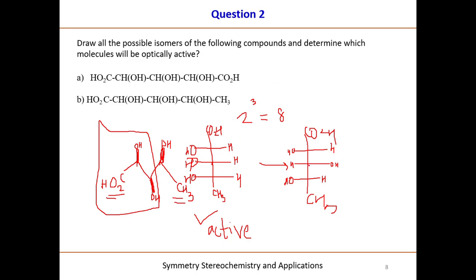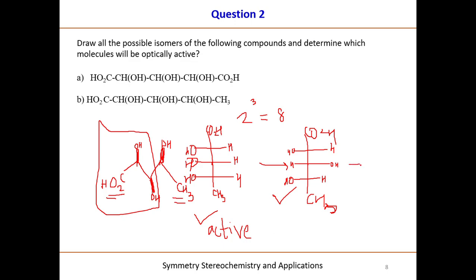Again here, if we pass the plane, we have two different substituents on the vertical line. Two different substituents. That means there is no possibility of passing any plane or axis of symmetry. So here no axis of symmetry is present and no plane of symmetry is there. That means this molecule is again chiral and optically active. Okay.